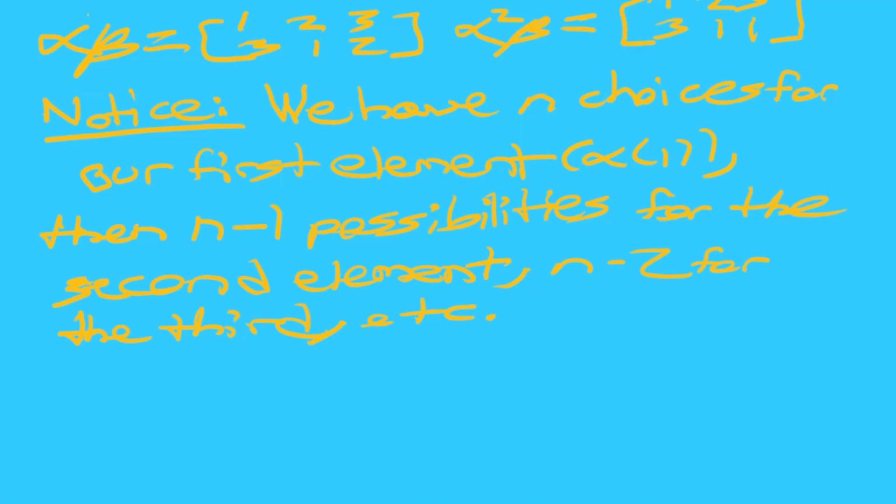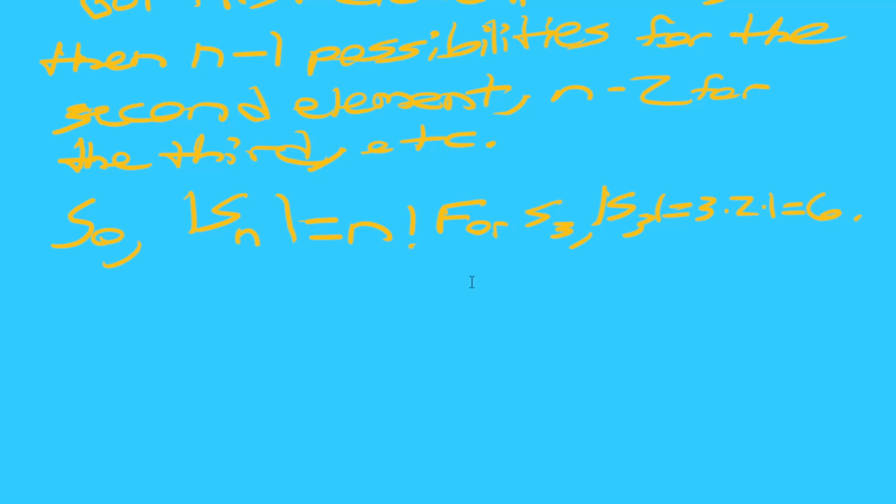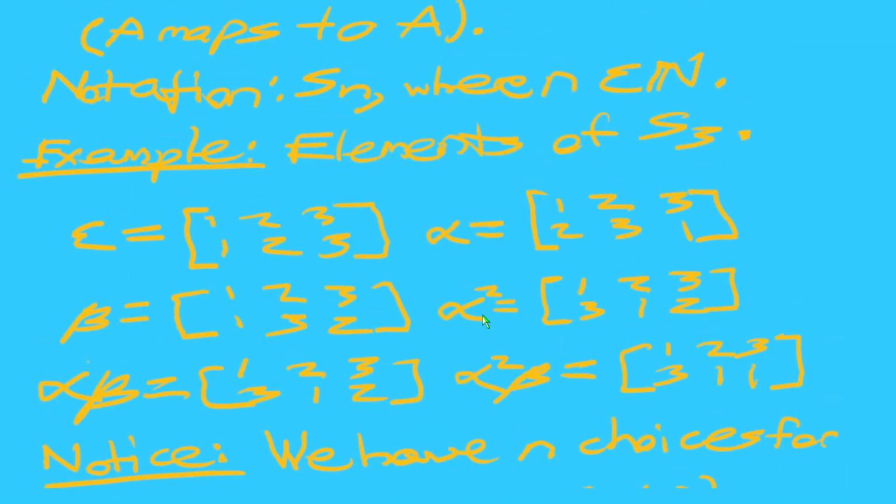So we can define the cardinality of Sn as n factorial. So for S3, the order of S3 is 3 times 2 times 1 equals 6. And you can see we have 6 elements up here that are from S3. And let me define that this is our identity.